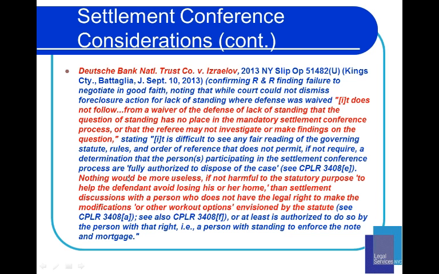And here's a recent case, again from Brooklyn, addressing this issue specifically. This was addressing a motion to confirm a report and recommendation which found failure to negotiate in good faith, where the referee was addressing the plaintiff's lack of standing. And the court noted that even though the court couldn't dismiss the foreclosure because the standing defense was waived, he said it does not follow from that a waiver of the defense of lack of standing has no place in the mandatory settlement conference process.